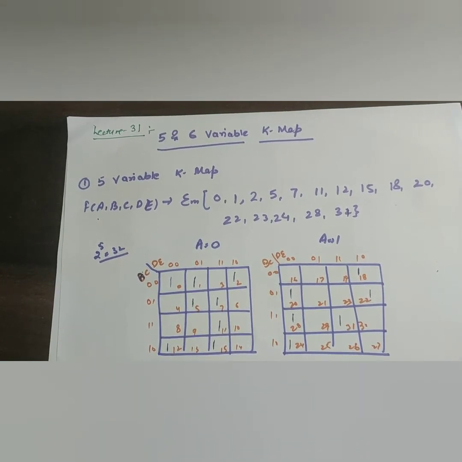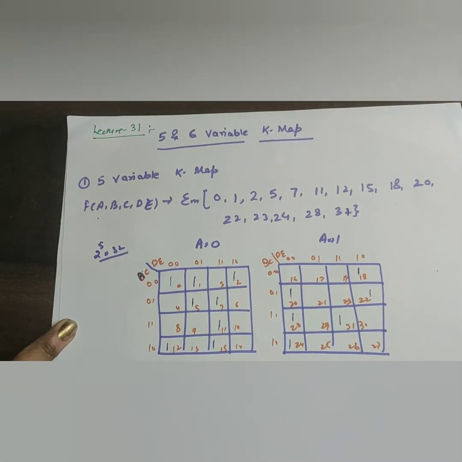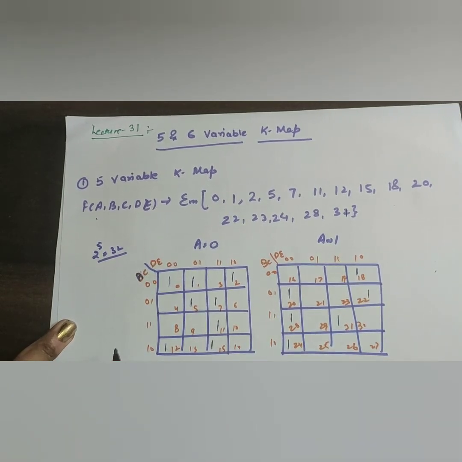Now grouping can be done like this. I will do this with another color. First we check whether there is any grouping of 8 or 16. No, there is no such grouping. Now we check for groups of 4. Is there any group of 4? No, I think not.